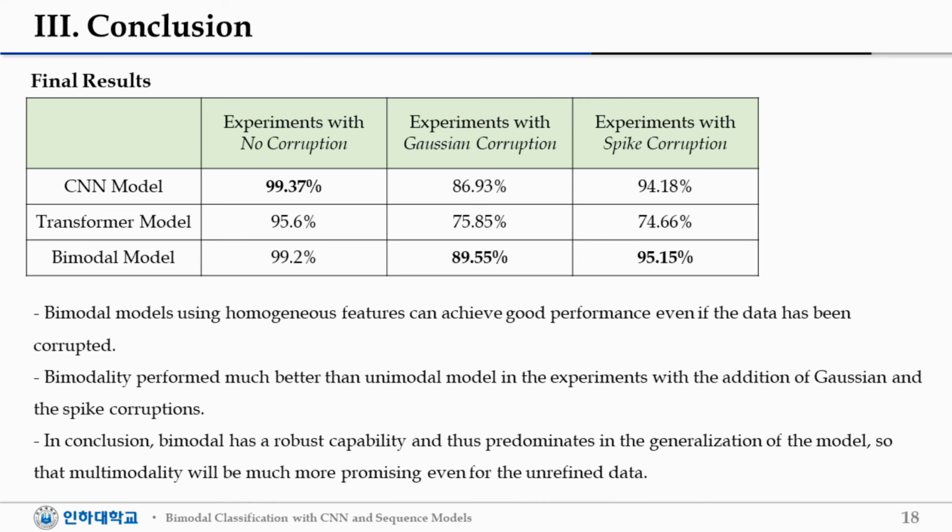This paper proposed that bimodal models using homogeneous features can achieve good performance even if the data has been corrupted. The experiments were conducted by dividing the dataset into cases where Gaussian corruption and spike corruption were included. The results showed that the bimodal model performed much better than the unimodal models in the experiments with the addition of Gaussian and spike corruptions.